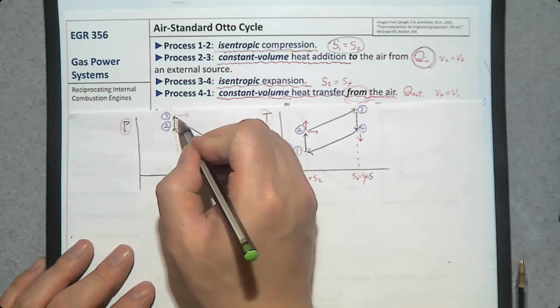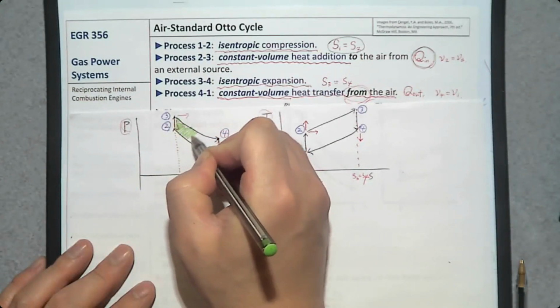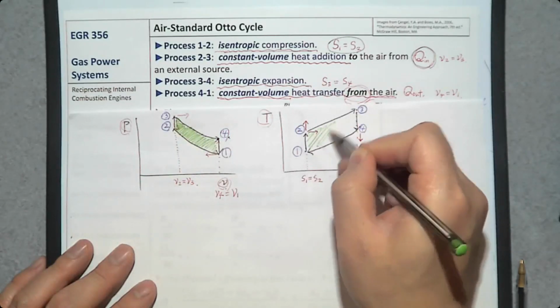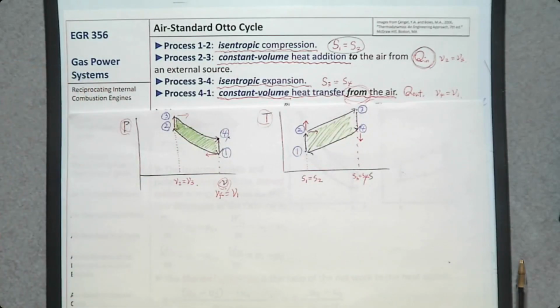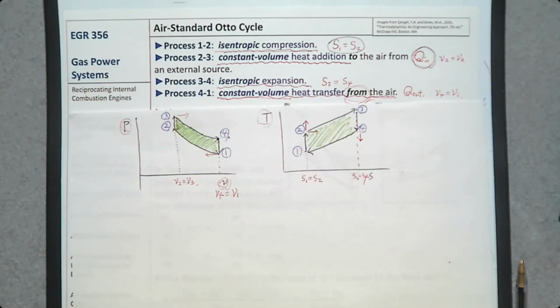And the same as the vapor power cycle, the enclosed area represents the net work developed. Okay? So that's how you make the PV and TS diagrams. Whenever you have an air standard Otto cycle or diesel cycle, the first thing you have to do is make the PV and TS diagrams.